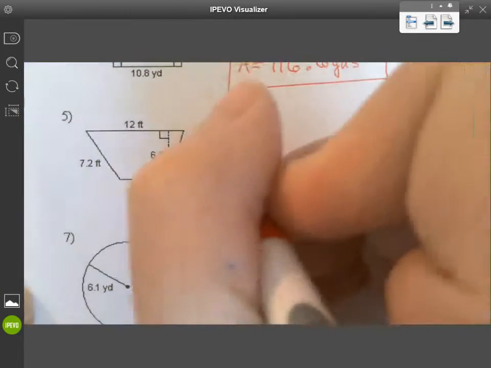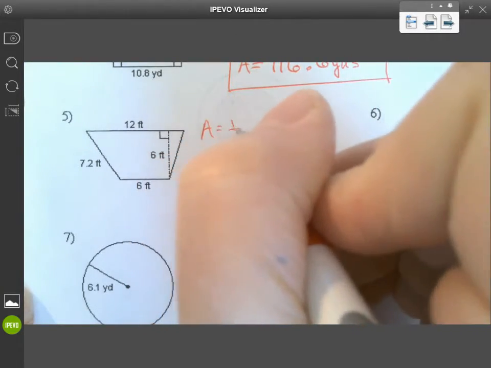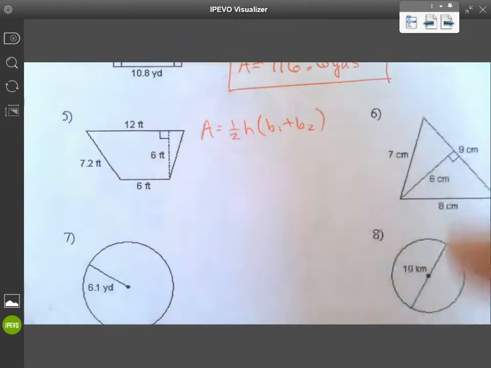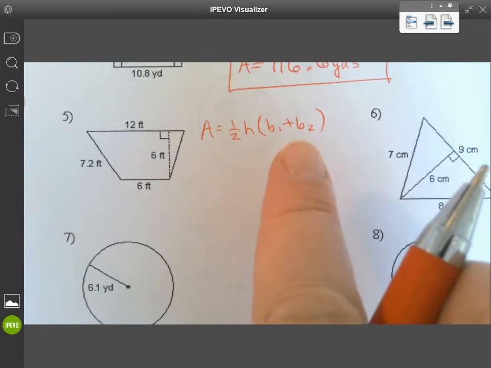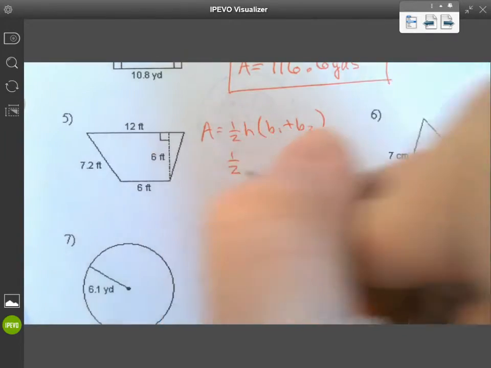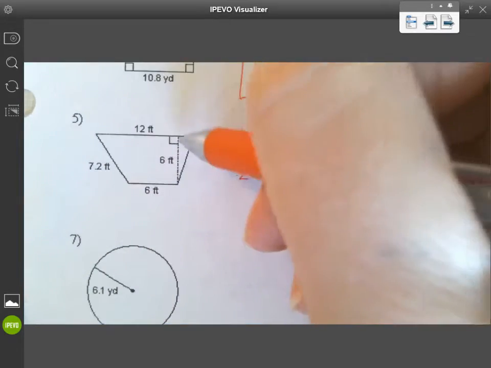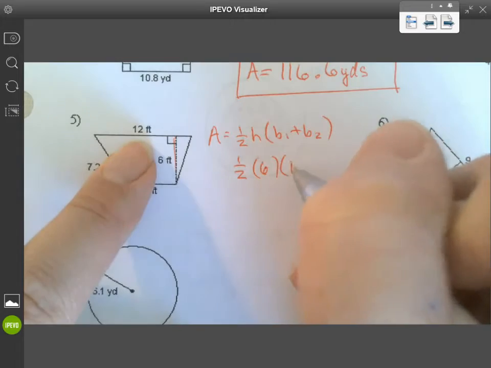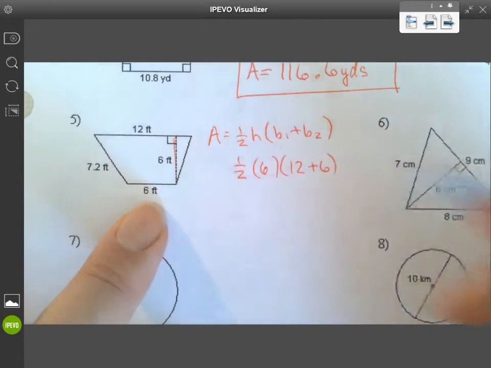So in my trapezoid, the area is 1/2 the height and then B1 plus B2. And the big thing is you use parentheses and you do add these. So your calculator knows to add them and then multiply. So it's 1/2, what's my height? That 90 degrees, so 6 feet, times base 1, 12, plus base 2, 6.